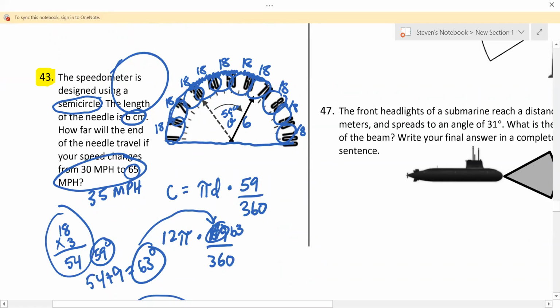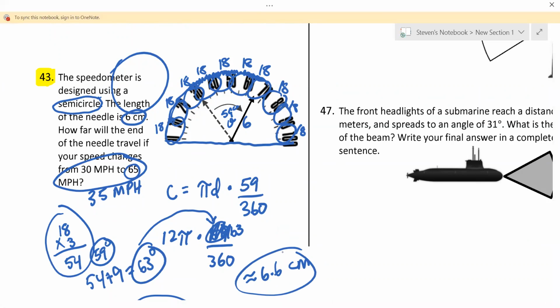I apologize. So again, that should be 63 degrees. Let's just redo that real quick. 12 times pi times 63, divided by 360. Okay, that's going to give us 6.6 instead. So this is about 6.6 centimeters.